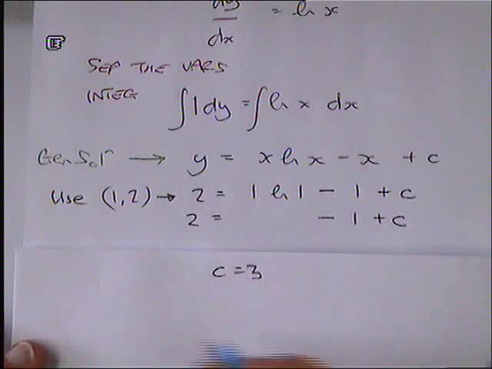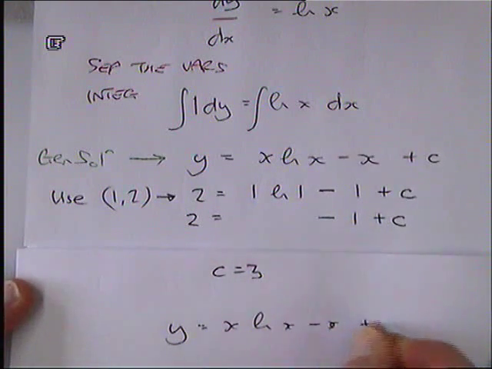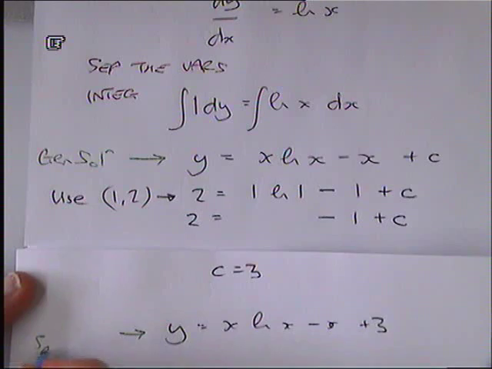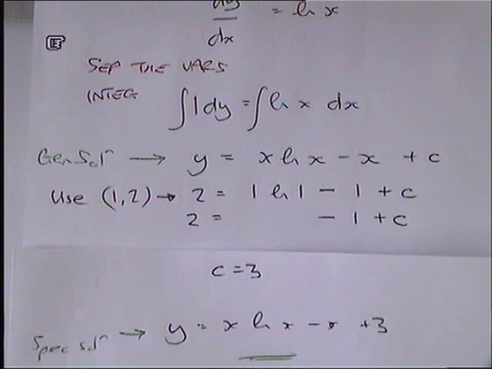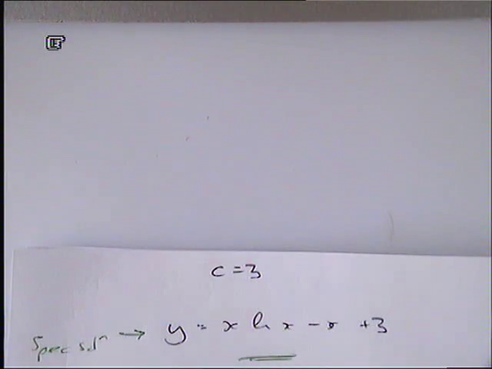So you rewrite your general solution where you change the c into the number, and that solution is called the specific solution. And when you have that, you've got the question answered. Are you okay with that? Right, another one coming up then.